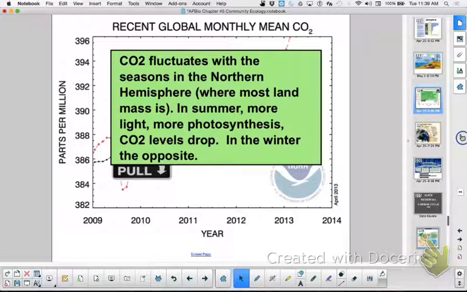How would this differ if you were just looking at land around the equator? Probably more consistent. But because most of the land is in the northern hemisphere, that's why we see that fluctuation. Yeah, I agree.